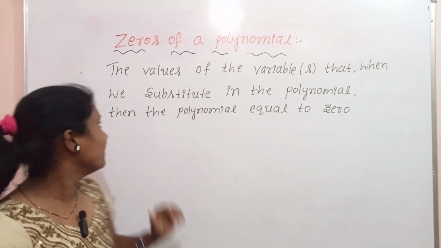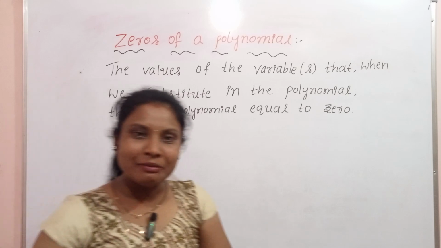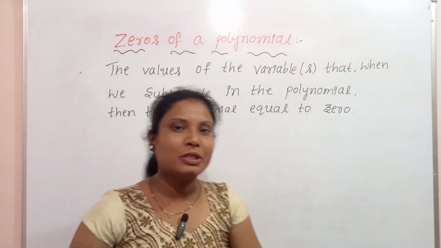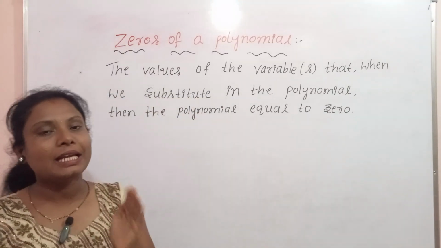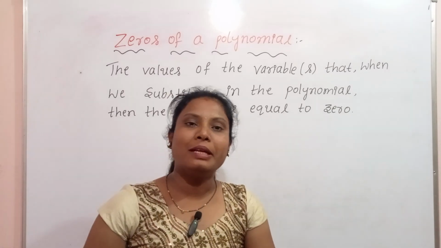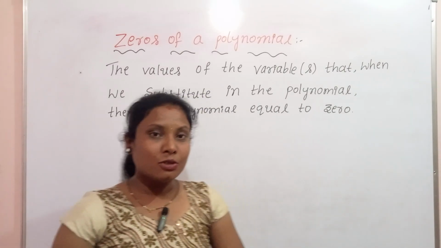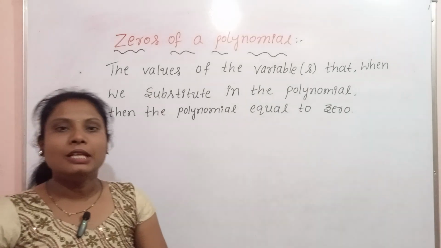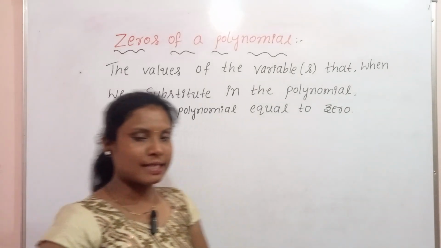In this class, we are going to learn zeros of a polynomial. What does it mean? The values of the variables that, when we substitute them in the polynomial, make the entire polynomial become a zero. That concept we are going to learn through examples.